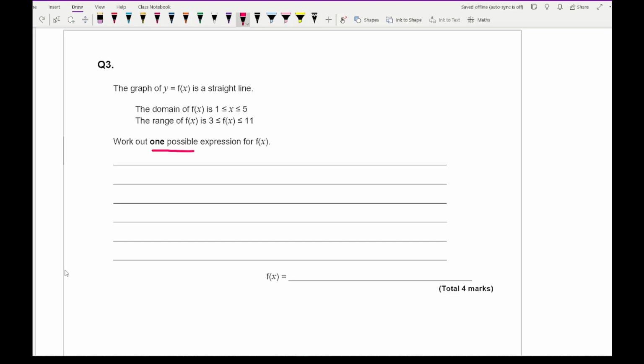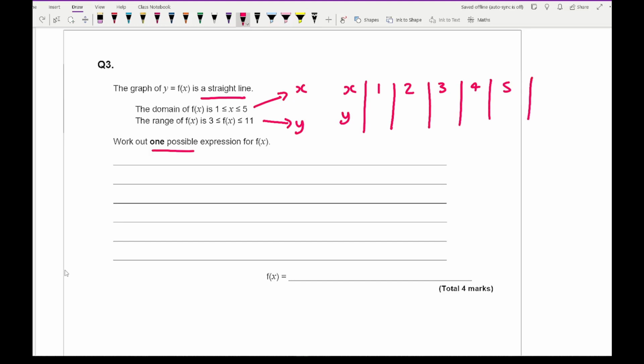Now the domain is basically the x value, so if you imagine this is x and this is y. Because we know it's a straight line, the function is just going to have a single x. It's not going to have anything squared or be written as a reciprocal. So here I've got my table of values, with the values of 1, 2, 3, 4, 5, and my f of x values, or y if I want to call it that. It says the lowest value of y is 3, so I'm going to put that there, and the highest value is 11.